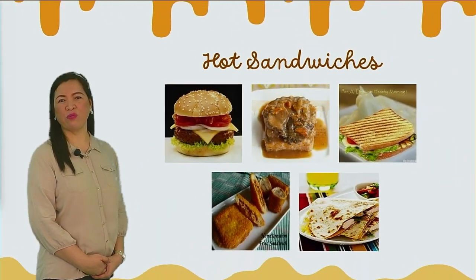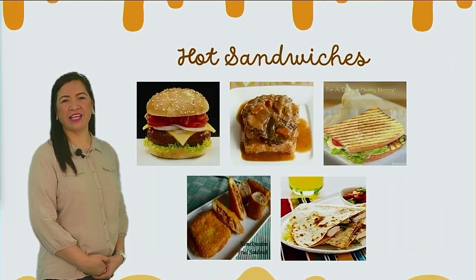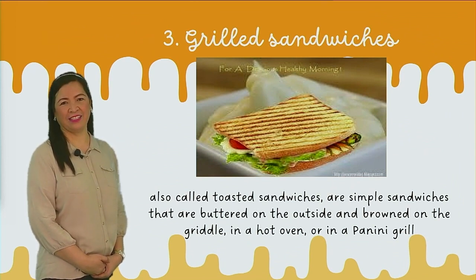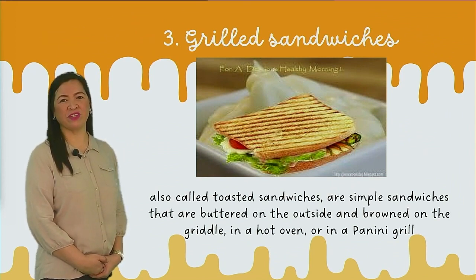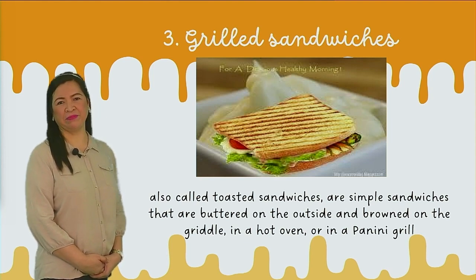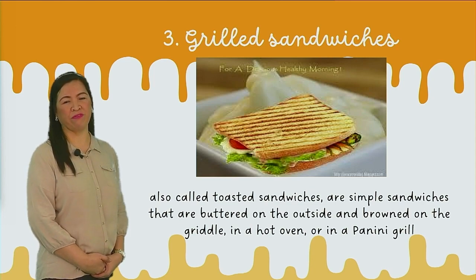Third, hot sandwich is grilled sandwiches. Grilled sandwiches are also called toasted sandwiches. These are simple sandwiches that are buttered on the outside and browned on the griddle, in a hot oven, or in a panini grill. Sandwiches containing cheese are popular for grilling.